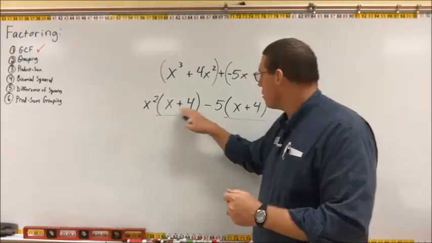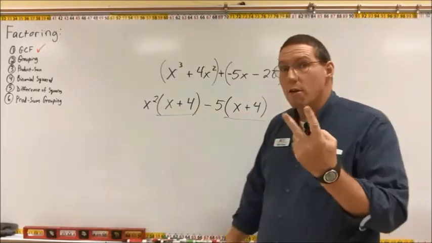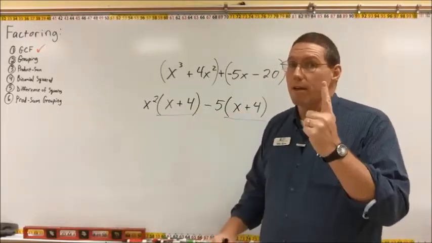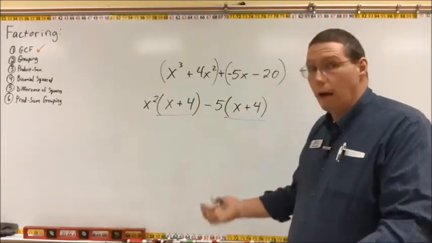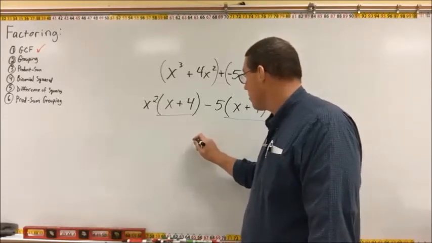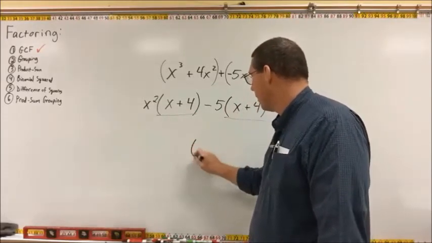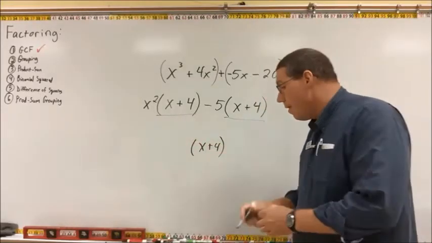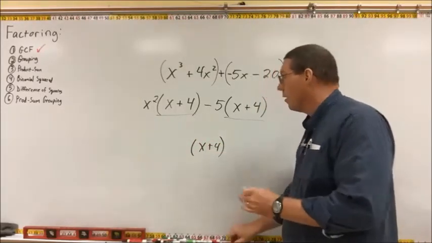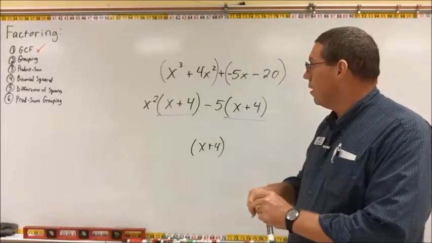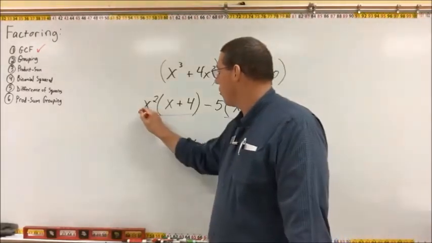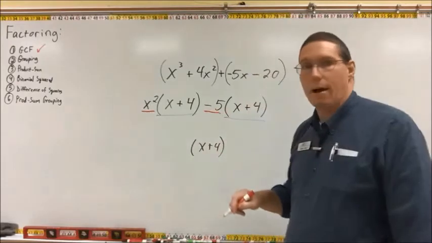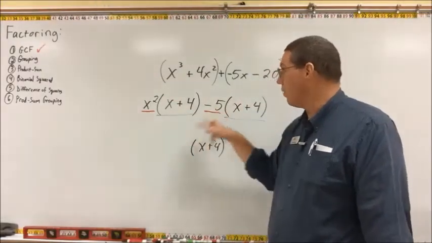Well, this x plus 4 that shows up twice really is only represented one time. So one of your factors is that factor right there. So we have x plus 4 is a part of our answer. The other factor is comprised of the GCFs that were taken out, the greatest common factors that were taken out of those terms.